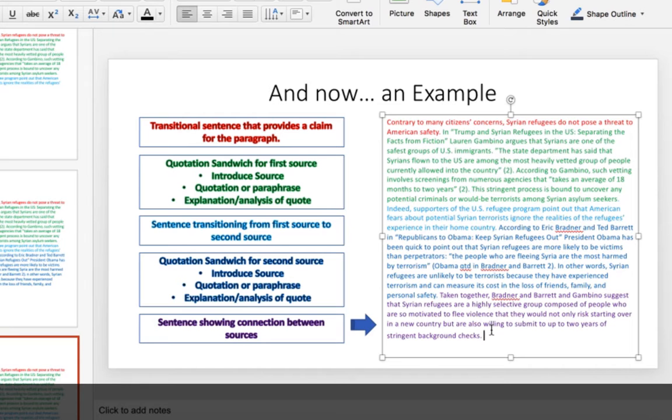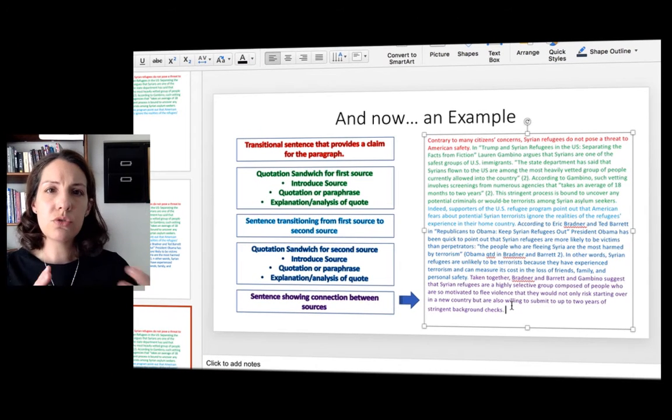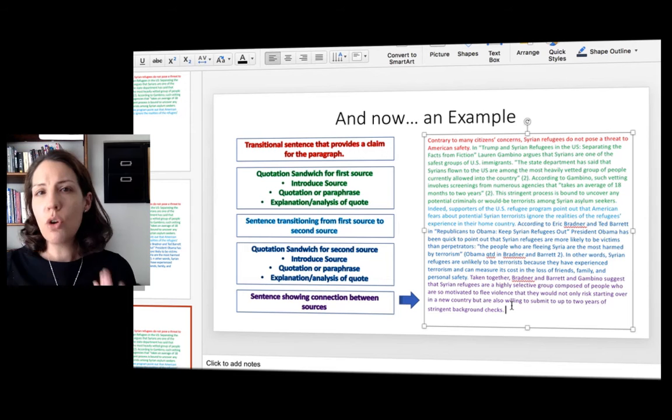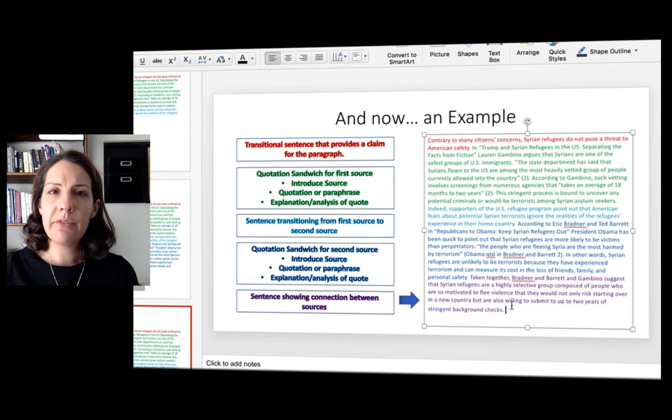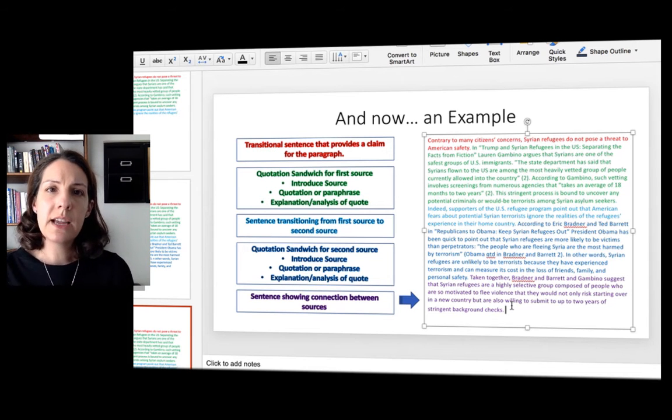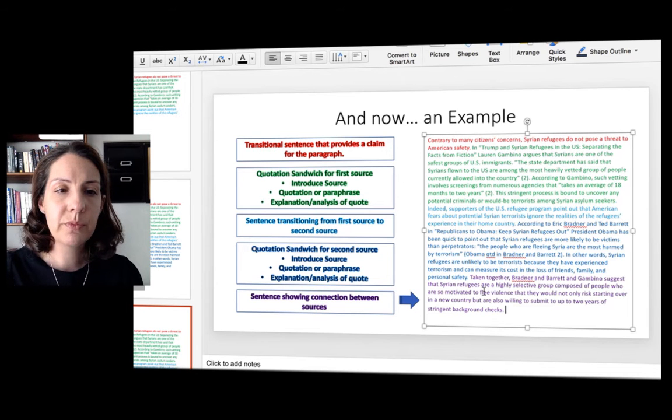Taken together, Bradner and Barrett and Gambino suggest that Syrian refugees are a highly selective group composed of people so motivated to flee violence that they would not only risk starting over in a new country, but are willing to submit to up to 2 years of stringent background checks. All right? I hope this makes sense about how you structure a synthesis paragraph. The whole point of creating a synthesis paragraph is to draw on different sources and to show a connection that exists between those sources, because it will help to enrich your argument.